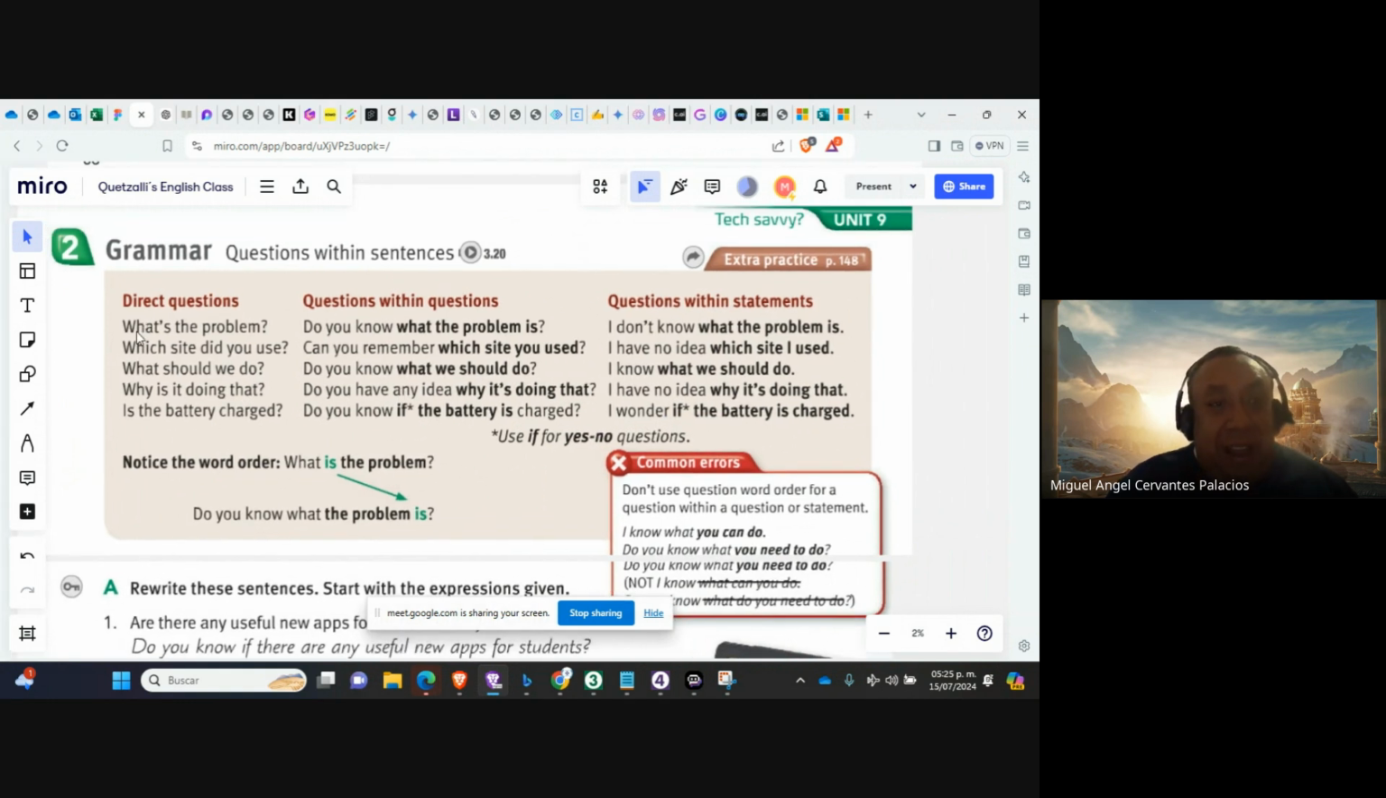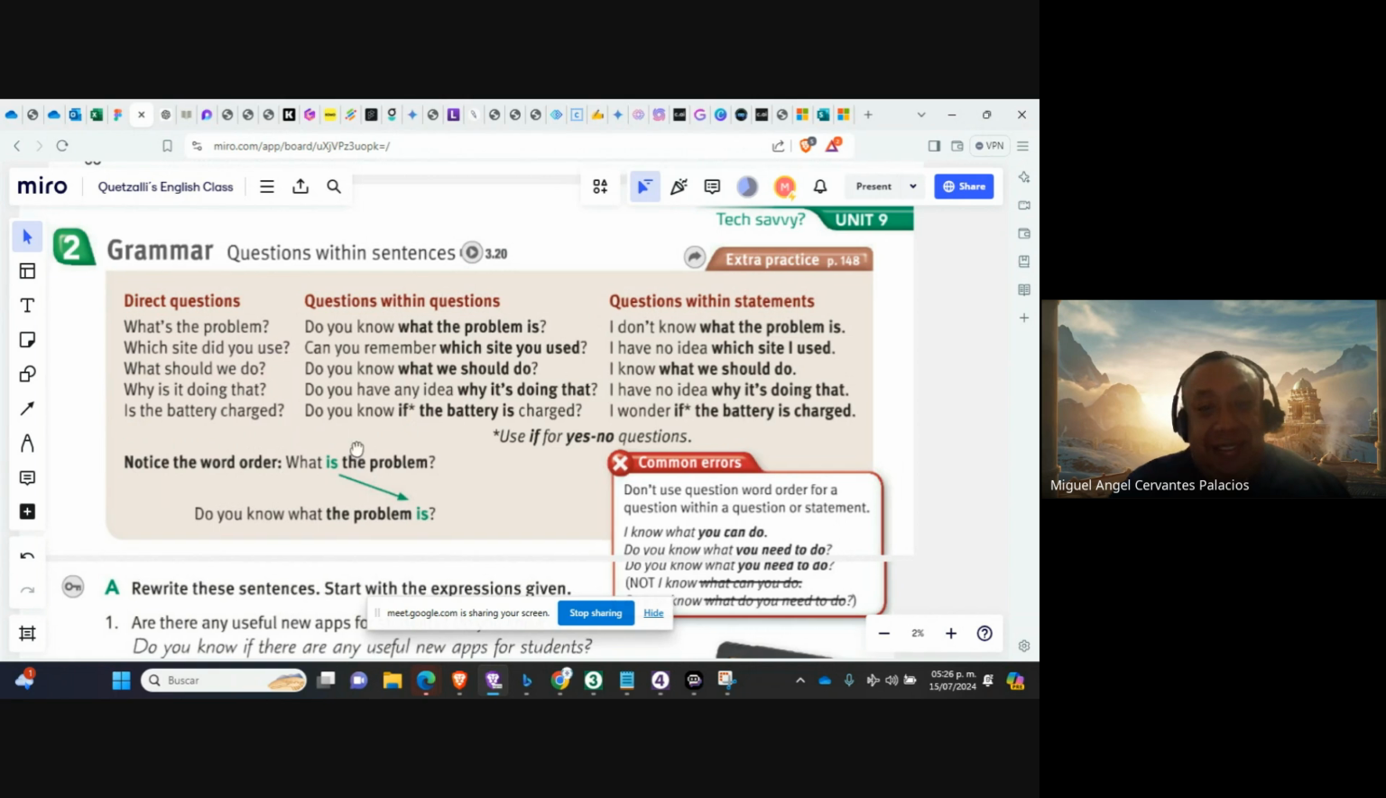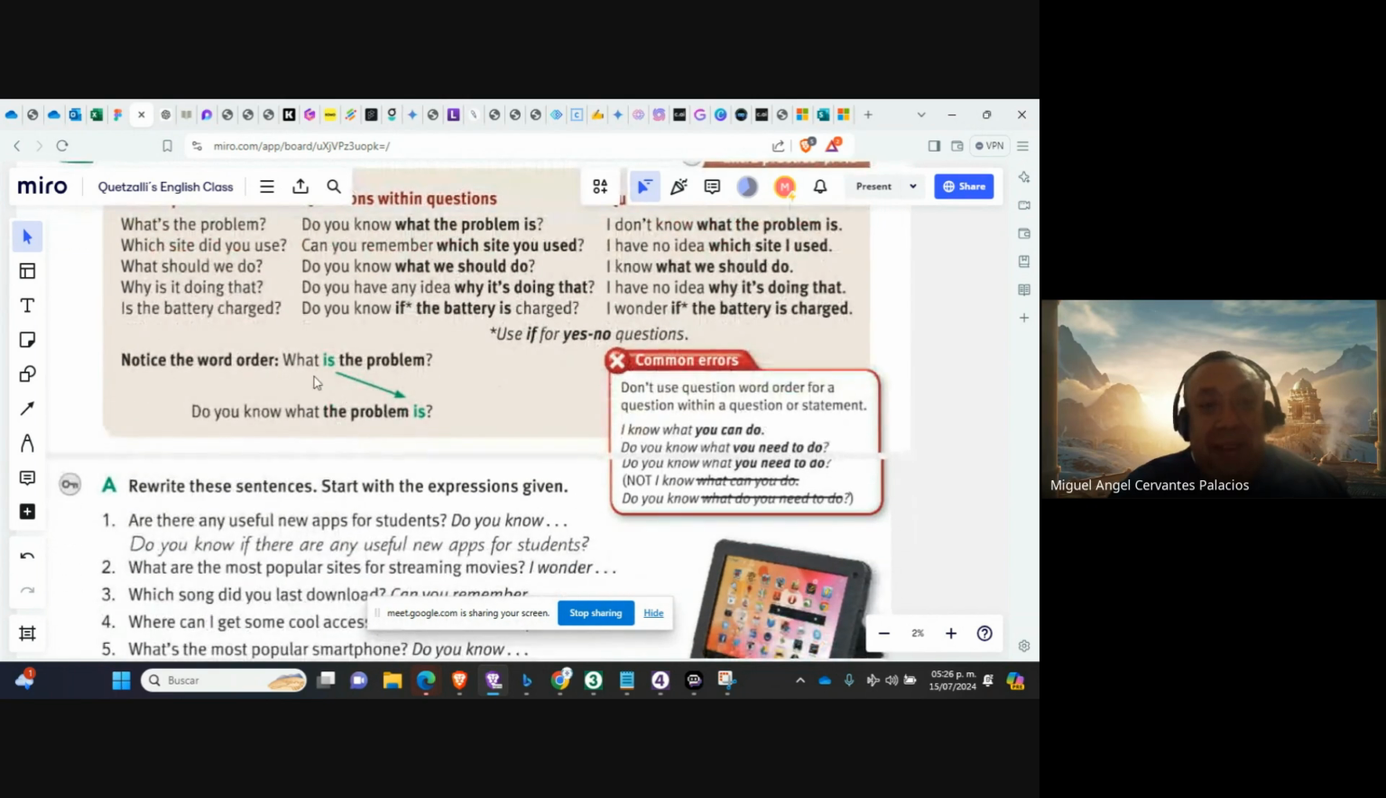All of these have a WH question: what, which, why. So we use that as a connector, to ask them into a question or to ask them into a statement. If we have no WH, like is or do or are or will or would, we use the connector if when we don't have a WH question at the beginning. What is the problem? It says, do you know what the problem is? Here the verb goes at the end.